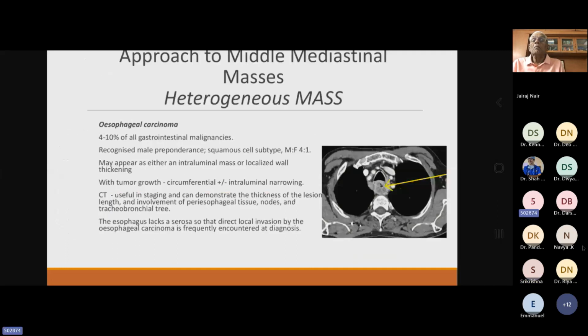Esophageal carcinoma, which is 4 to 10% of all GI malignancy, is more commonly seen in males of the squamous subtype. It may appear as an intraluminal mass or localized thickening with circumferential tumor growth, with or without intraluminal extension. CT is useful in staging and can demonstrate the thickness of the lesion and involvement of the periesophageal tissue, nodes, and tracheobronchial tree. The esophagus lacks a serosa, so direct local invasion by the esophageal carcinoma is frequently encountered at the diagnosis.